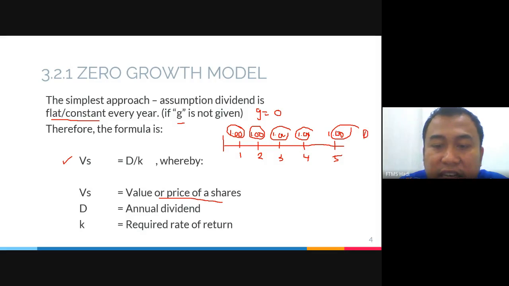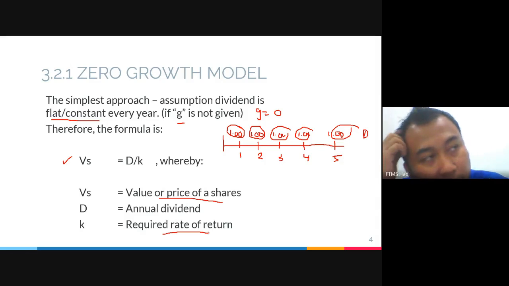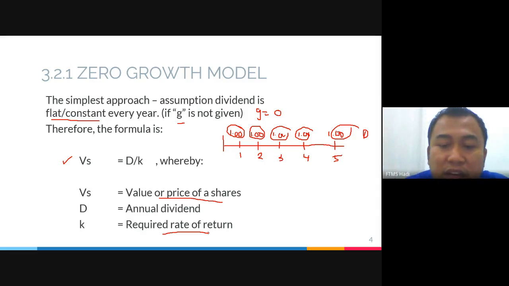Okay, this is D divided by K. K is the required rate of return. Usually the required rate of return will be given in the question. Required rate of return is the projected return of shares in the future. D is the annual dividend, the payout that is declared by the company. So by using this formula, this is a straight formula.